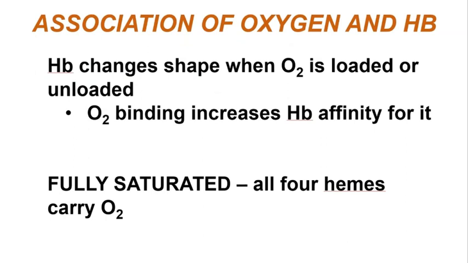So hemoglobin, it turns out, changes shape when oxygen is loaded or unloaded from it. The binding of oxygen tends to increase hemoglobin's affinity for subsequent oxygen molecules. So what this means is that when the first oxygen binds to a hemoglobin molecule, hemoglobin changes shape, and it is then easier for the second oxygen to bind to it. And each added oxygen makes it easier for the next one to bind, all the way up to 4. And we use the term fully saturated when all 4 heme groups are carrying oxygen.